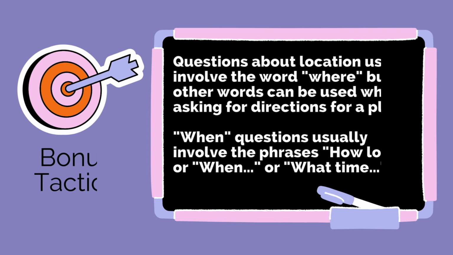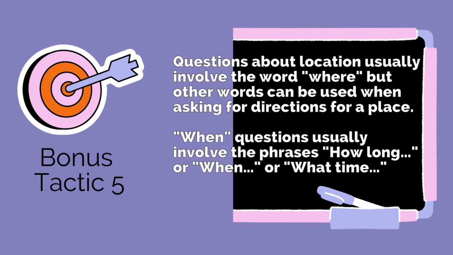Bonus tactic 5. Questions about location usually involve the word where, but other words can be used when asking for directions for a place. When questions usually involve the phrases how long, or when, or what time. Okay, let's go through a few examples. Try to choose the correct answer choice before I tell you the answer. Also think about the type of question I ask. Is it a where question, a directions question, a when question, or a how long question?